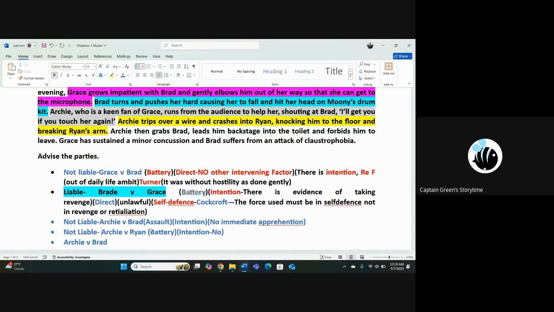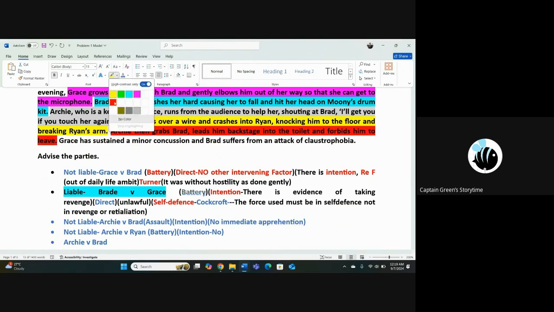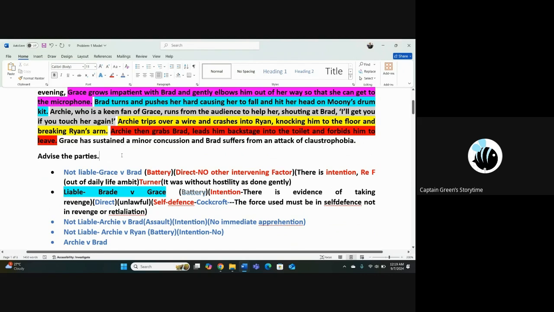Moving towards the last situation, which is Aki then grabs Brad, leads him backstage into the toilet, and forbids him to leave. Important situation now.